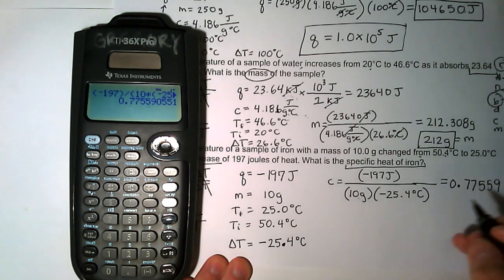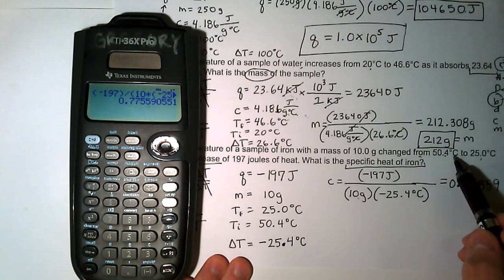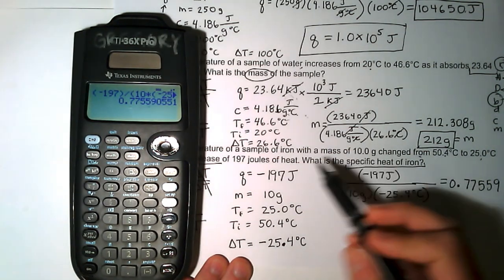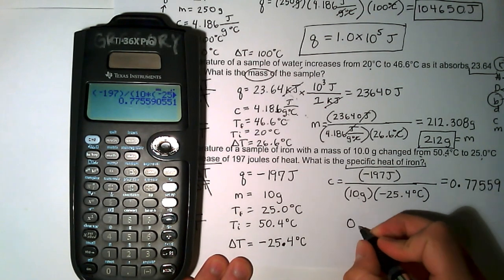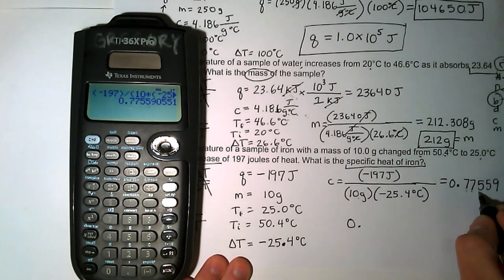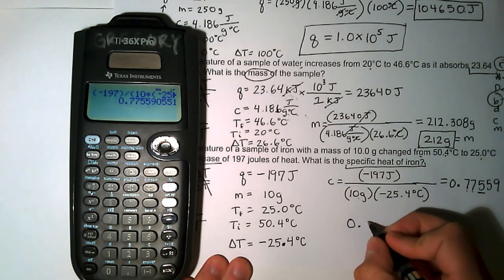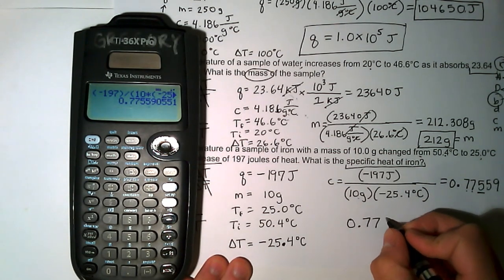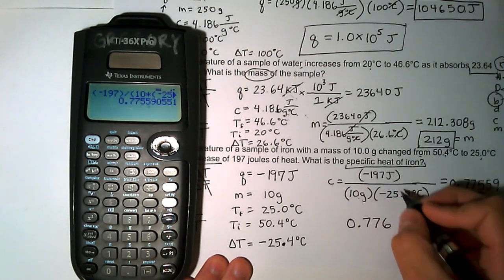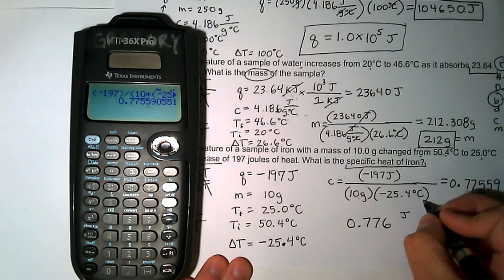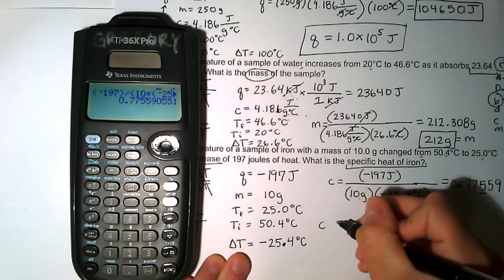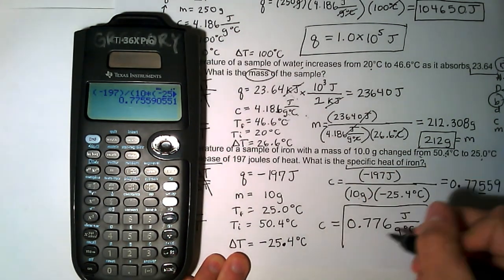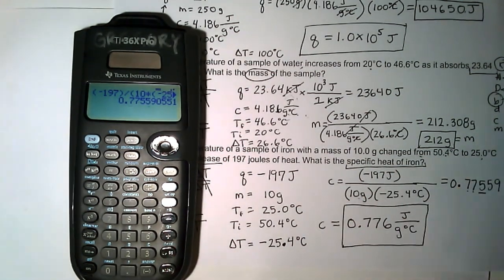I'm going to round this to fewer decimal places. There's 3 significant figures here, 3 there, and 3 there. So I'm going to round to 3 significant figures here. 0.775, but the 5 is going to make that round up, 0.776, and my units, of course, are joules over grams times degrees Celsius. And that is my value of C. We box that answer in.